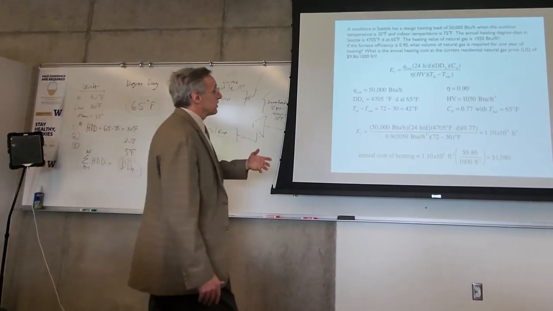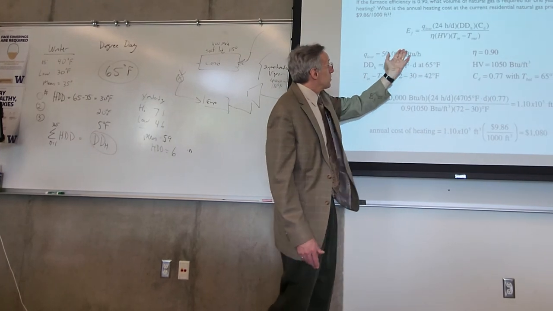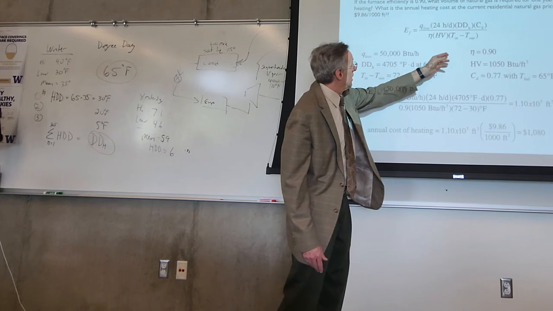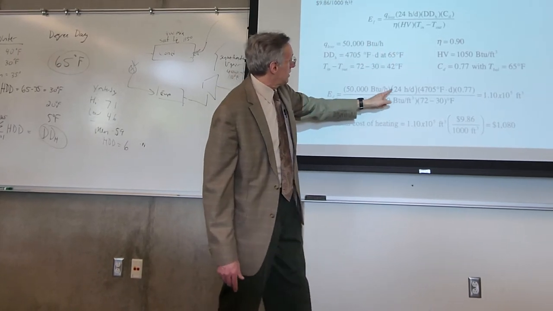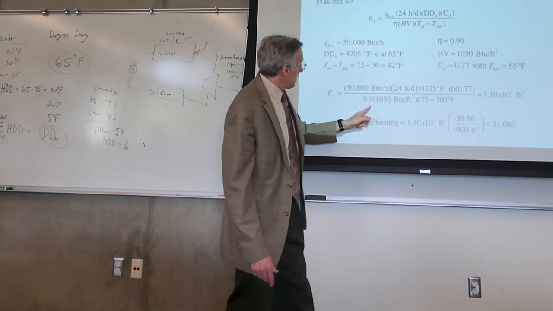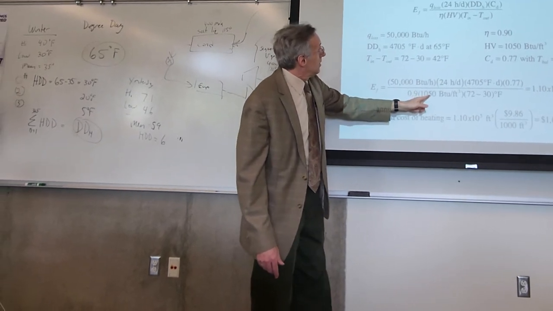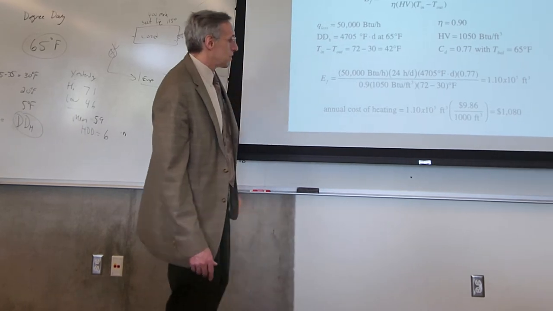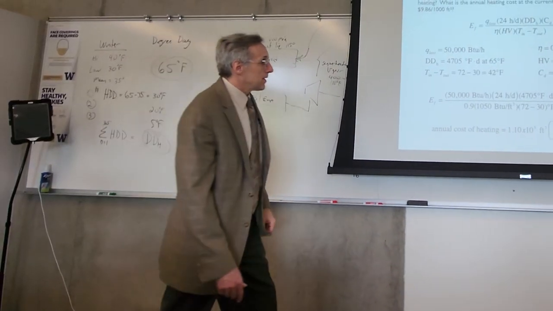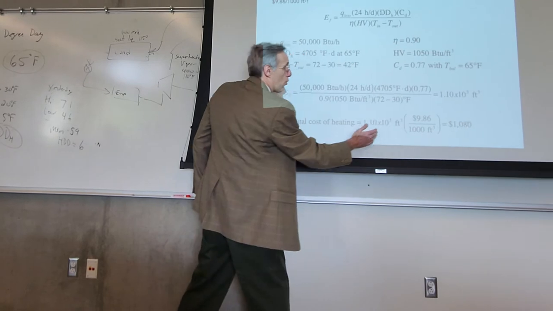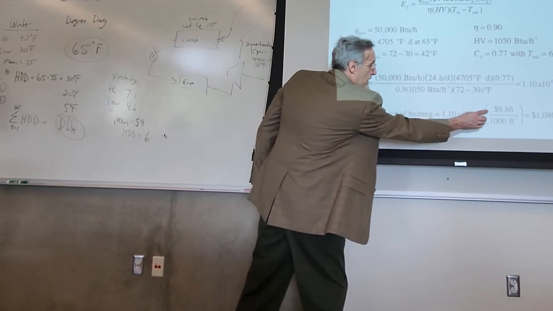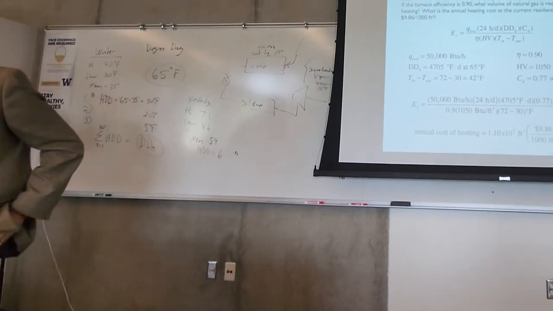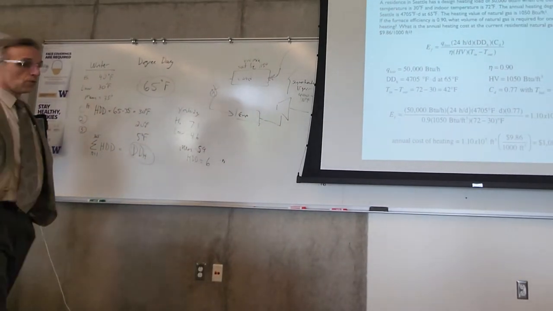And so here's the calculation. It's just plugging the numbers into this nice little convenient formula: 50,000, 24, 4705, and then the 0.77. The efficiency is 0.9. The heating value, and then the difference between the indoor and outdoor temperature. And that's our approximation of our fuel requirement. And then we can multiply the cost and get $1,080 for our fuel consumption for the winter.